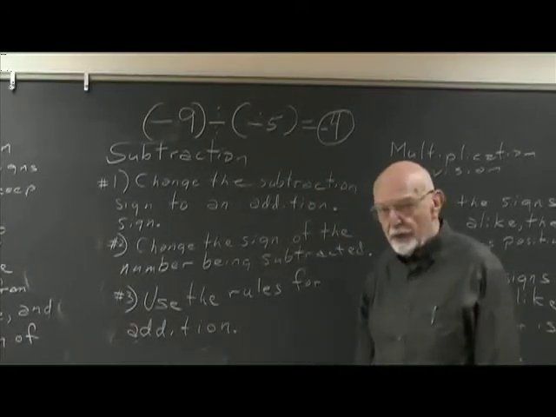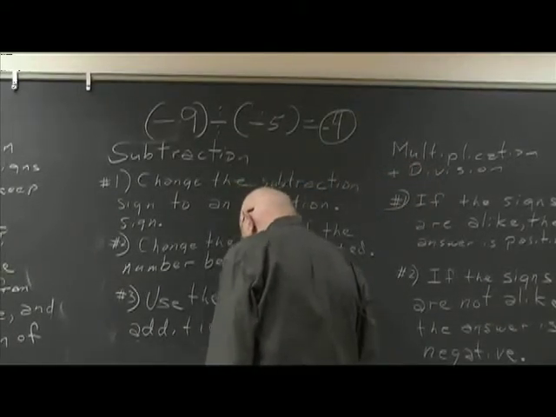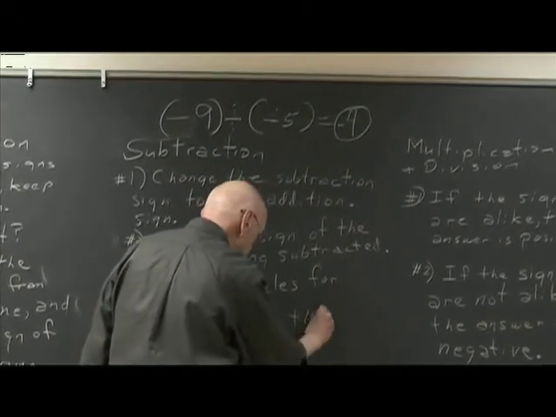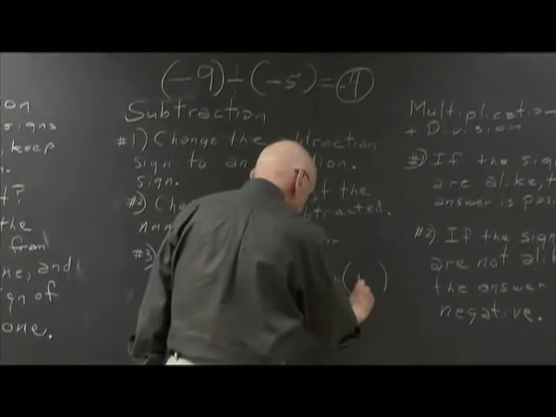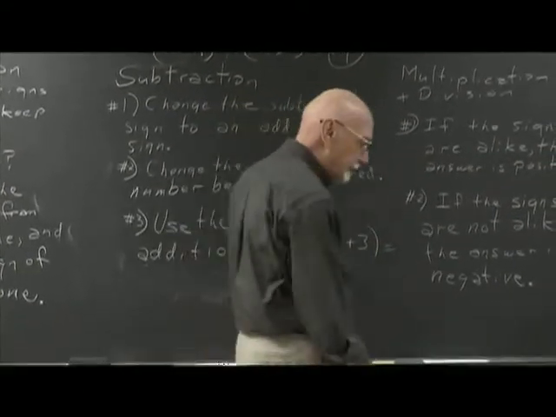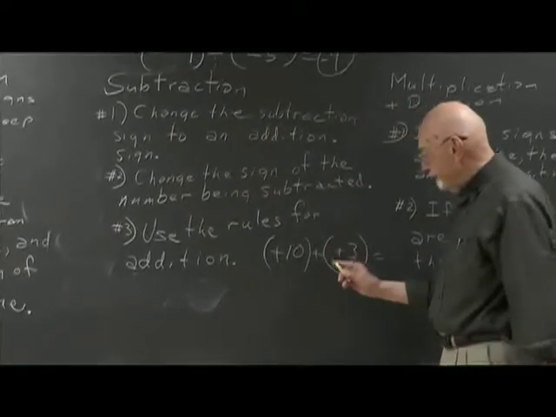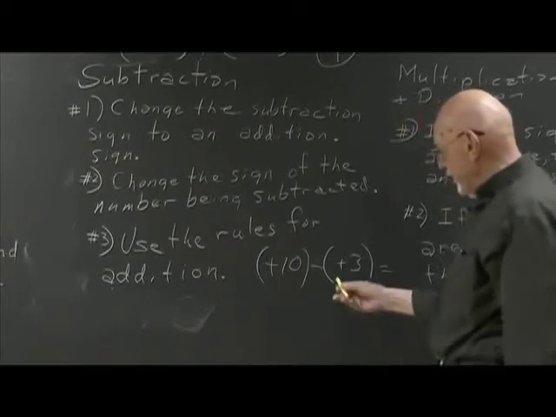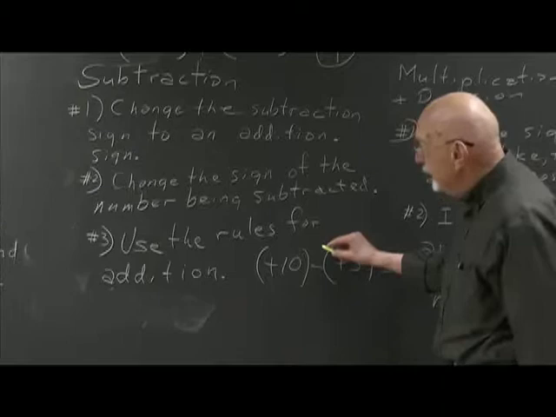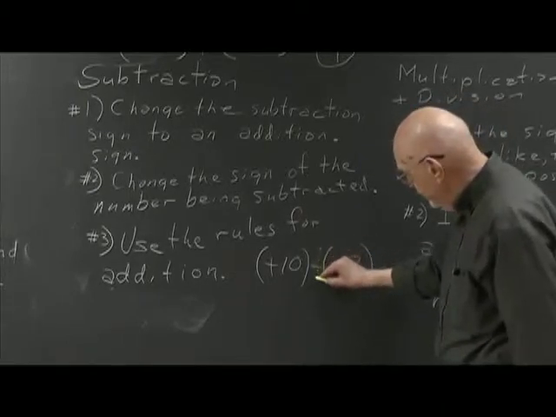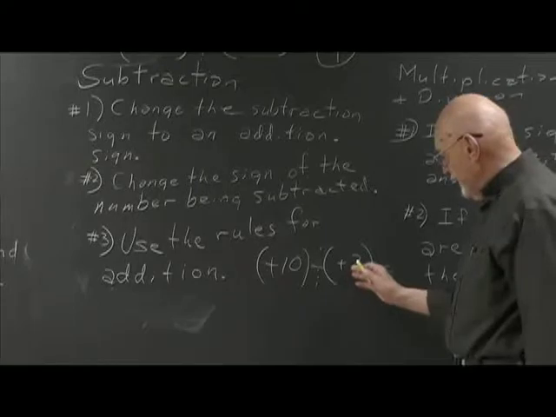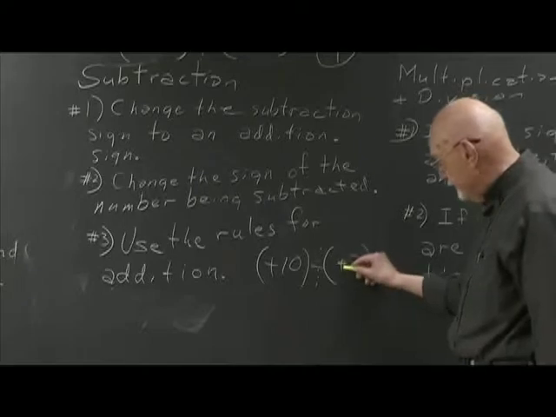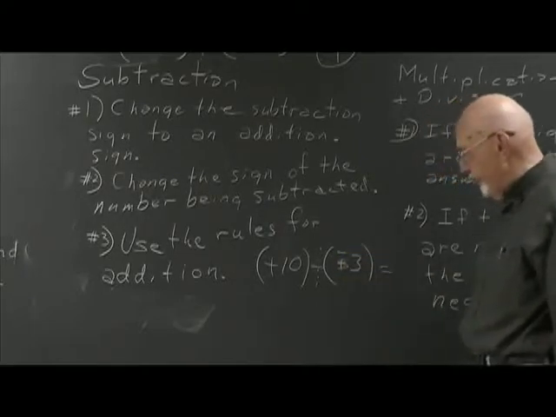Okay? One more example. Let's say positive 10 minus positive 3. Rule number 1. This is subtraction, of course. Rule number 1, change the subtraction sign to addition. Rule number 2, change the sign of the one being subtracted. It is positive now, I'll just scratch it out, put a negative above there.